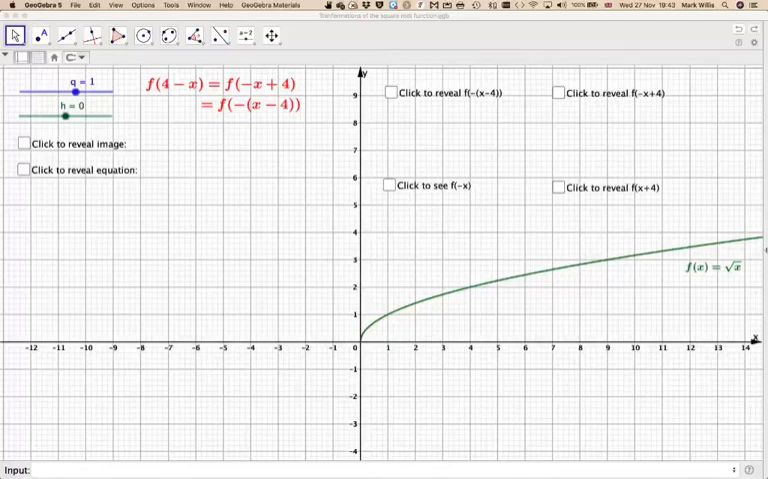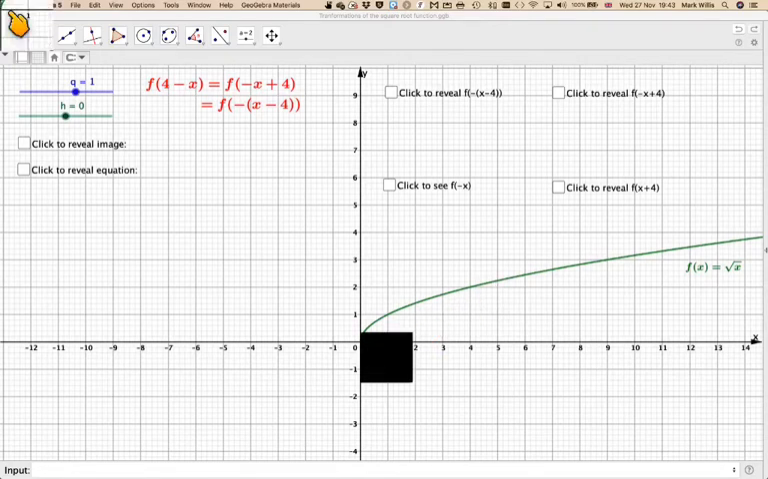Hi, in this video we're going to look at transformation for the function f of x is equal to the square root of x. You can easily obtain this function if you know y is equal to x squared and reflect the positive part in the line y is equal to x. You'll get this curve here. Now, this GeoGebra app I will put in the notes of the video.